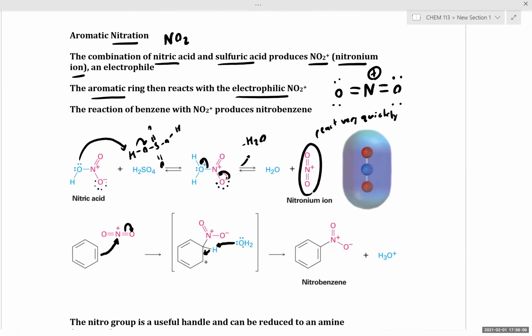Does this mechanism make sense to everyone? Does this mechanism for nitration look pretty familiar to everyone? It's almost identical to bromination, chlorination, etc. The only thing that's different in all of these mechanisms is how the electrophile is generated.